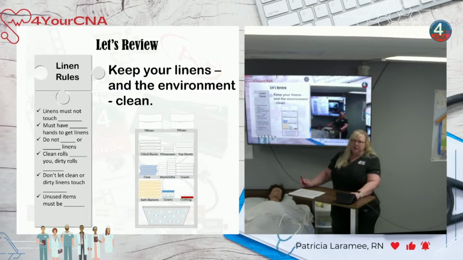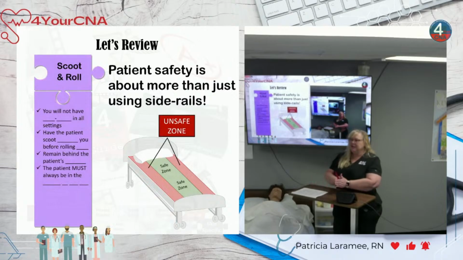So now that we've gotten all those supplies taken care of, let's talk about the patient. Where does the patient need to be in the bed at all times? The middle. In the middle of the bed. Can we use side rails to keep them safe if we're doing a skill? No, because you're not going to have side rails in all settings. That means the patient needs to be in the middle of the bed for safety without the use of side rails. Okay, good.